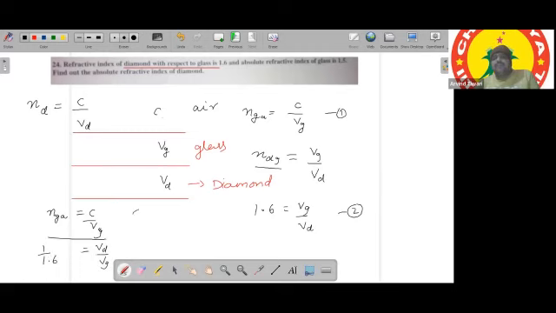And now if you divide, you get n into 1.6 will be equal to C by Vg divided by Vd by Vg. So this Vg and Vg get cancelled. You have C by Vd, which is the refractive index of diamond with respect to air. And the refractive index of glass with respect to air is already given, 1.5. So put here 1.5 multiply 1.6. You will get your answer as the refractive index.